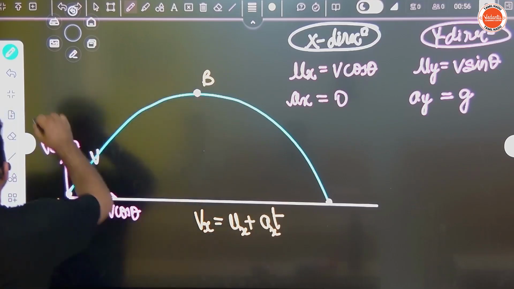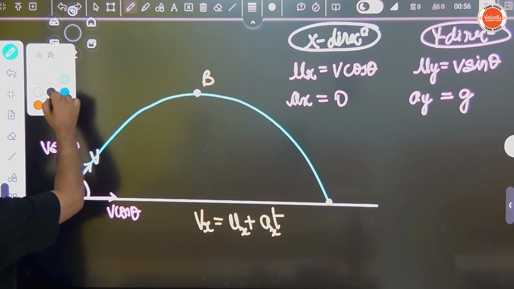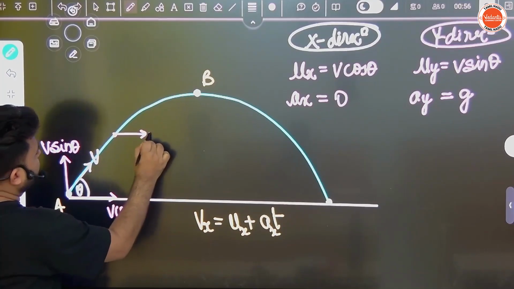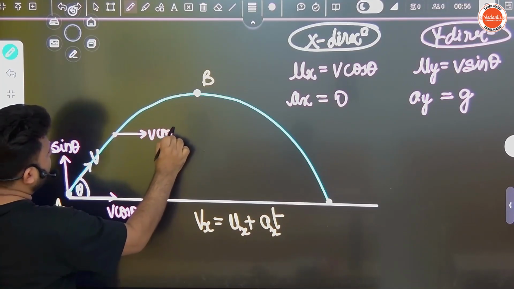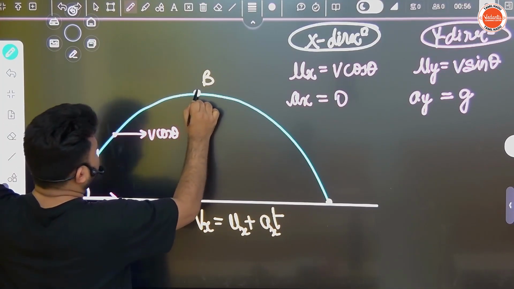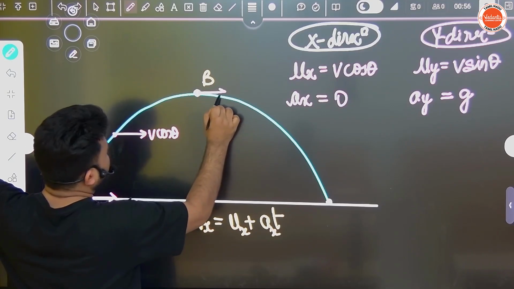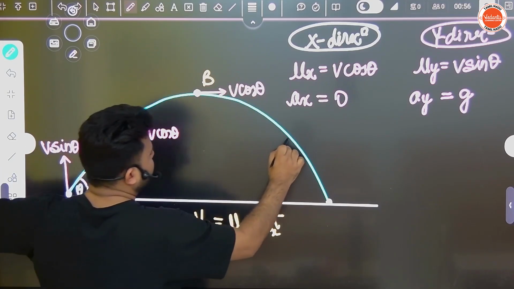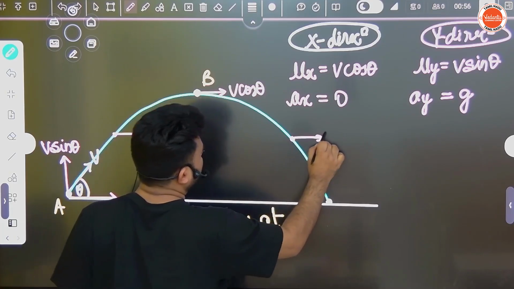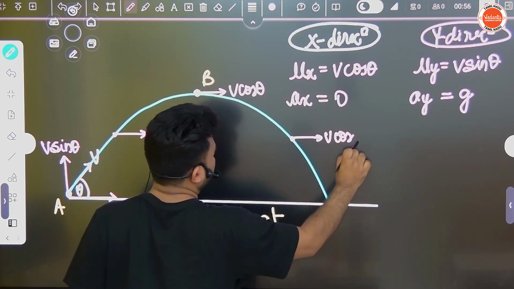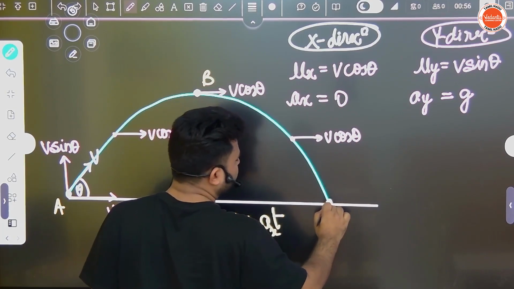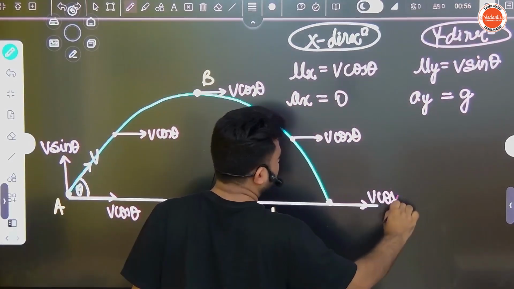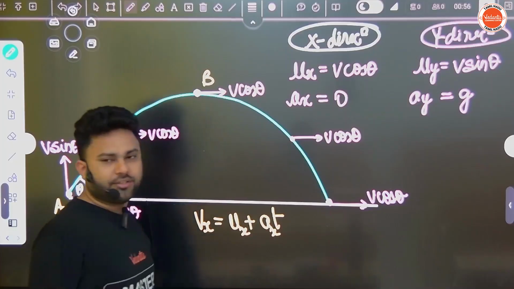Understood? If the ball reaches this point, here also the x component of velocity will be v cos theta. If the ball reaches the topmost point, here also the x component of velocity will be v cos theta. At this point also, and at this point also, the x component of velocity will be v cos theta. It is not going to change.